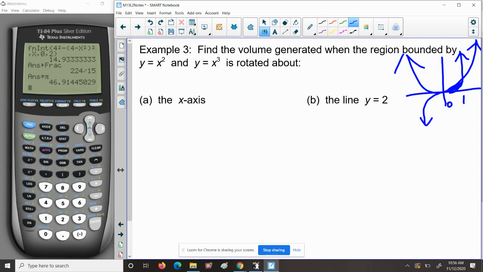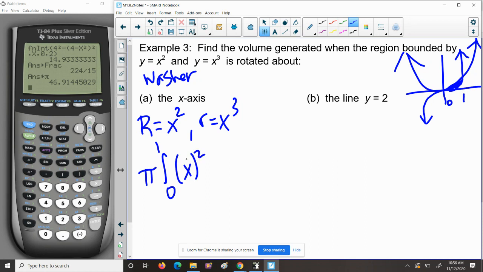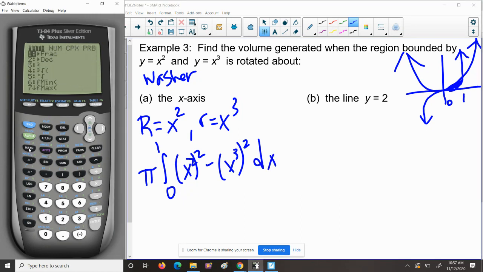For rotating around the x-axis, now we're actually going to have some empty space, so we have to use washer here. Our big R is the distance from the line of rotation to the furthest part of the region, every time that's going up to x squared, the upper function. Our little r, the distance from the line of rotation to the lower end of the area, would be going up to x cubed every time. So our volume would be pi times the integral from 0 to 1 of (x squared minus x cubed) squared. Okay, big R squared minus little r squared. Let's go and find that.